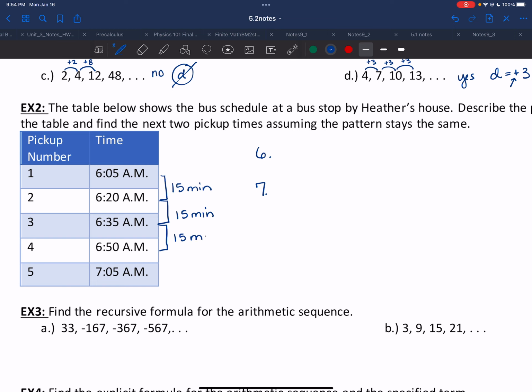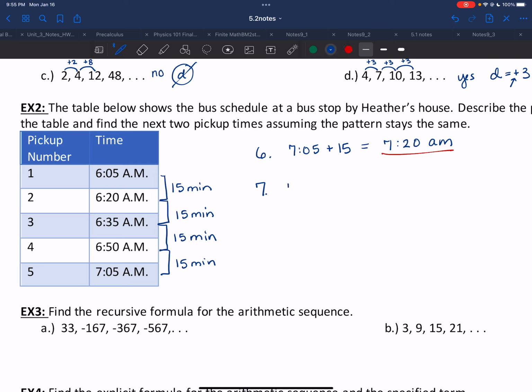15 minutes. And then 6:50 to 7:05, yep, 15 minutes. So I think it's pretty easy to say that I'm going to be able to figure out what the next thing is. So for part 6, I'm going to take that 7:05 and add 15 to it. That's going to give me 7:20, and of course this is a.m. So my answer for my 6th stop is going to be 7:20 a.m.